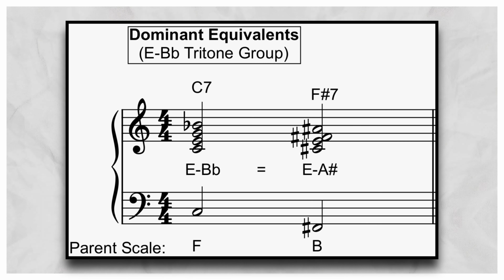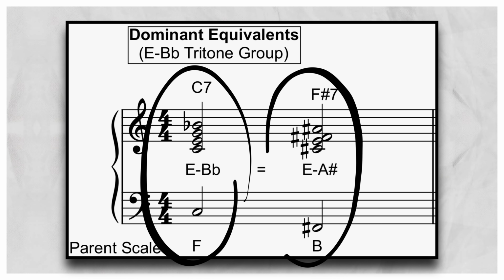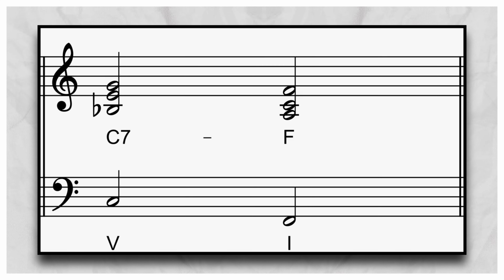Finally, let's break it all down. Again, our first group is the dominant equivalent group, C7 and F sharp 7. C7 diatonically resolves to F major and F minor.